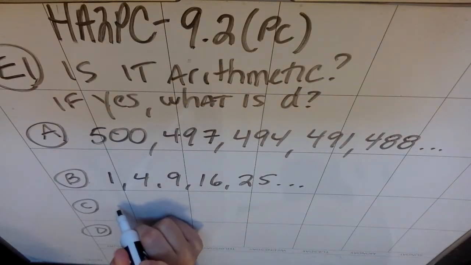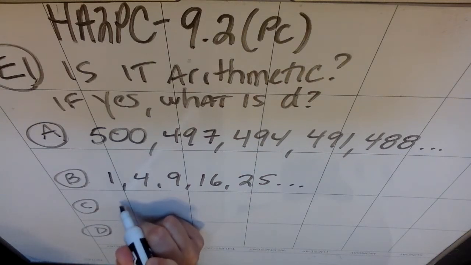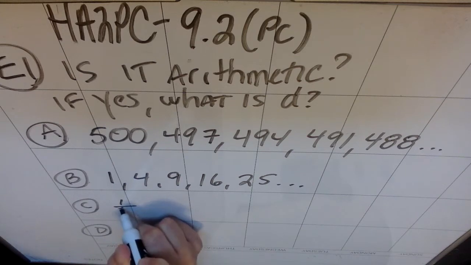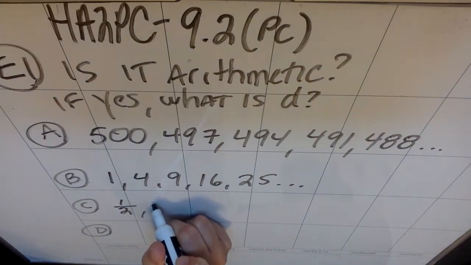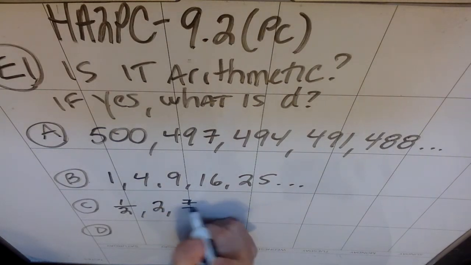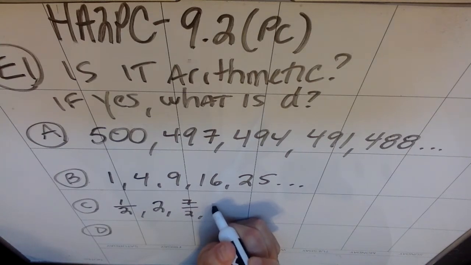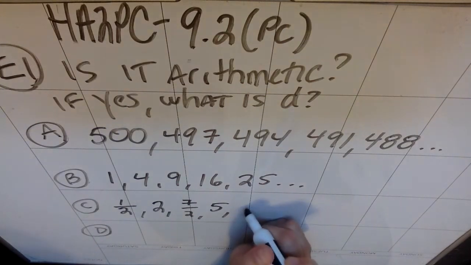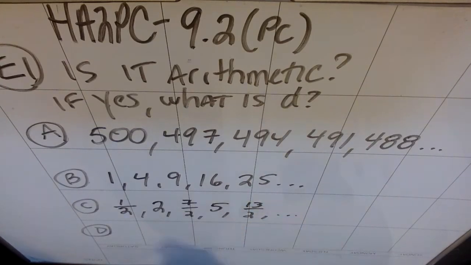Let's do 1, 2, 7 halves, 5, and 13 halves. Let's do 1/2, 2, 7 halves, 5, and 13 halves. And let's do 1, 1, 2, 3, 5, 8.